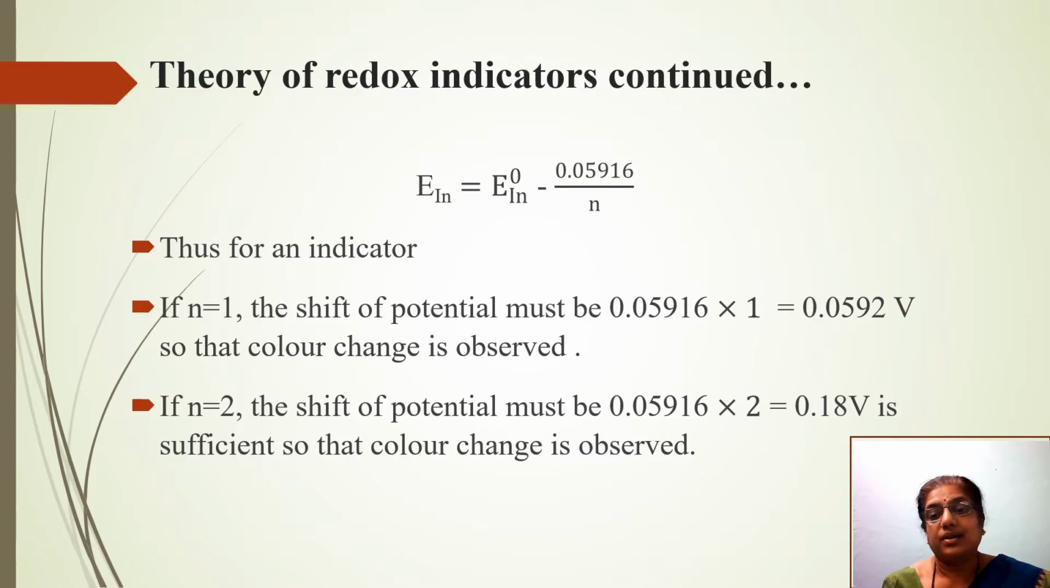So at the equivalence point, this much change in potential should happen to show the color change when n is equal to 1, and this much change in potential must happen to show the color change when n is equal to 2, that is, when the number of electrons transferred during this reaction is equal to 2.